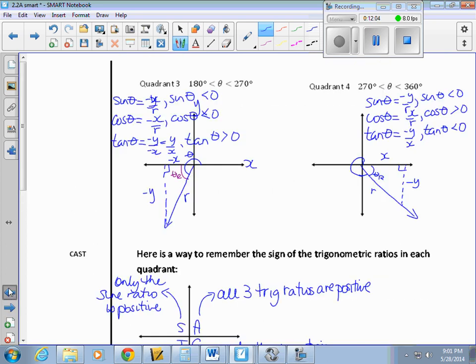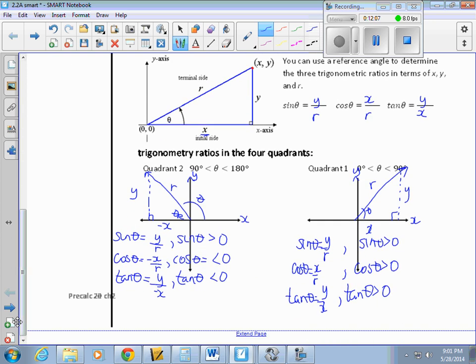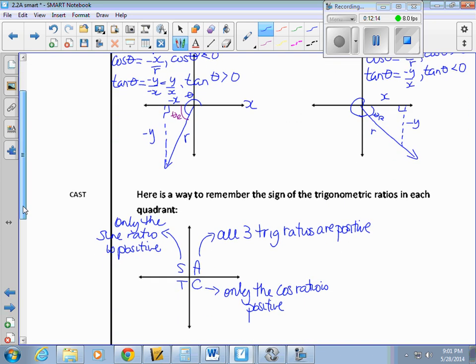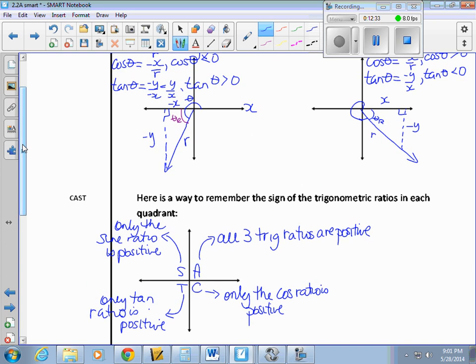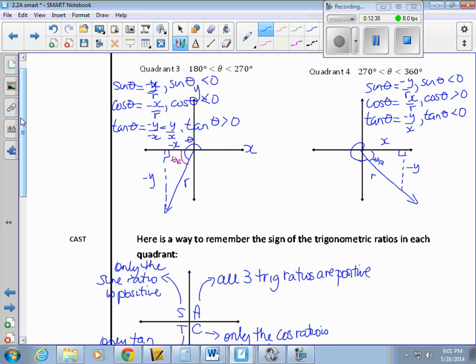So if I look here, sine is positive, cos is negative, tangent is negative in quadrant 2. And then finally the T obviously will stand for tangent. So in quadrant 3, only the tangent ratio is positive. So if I look up here, a little further, sine is negative, cos is negative, tangent is positive.